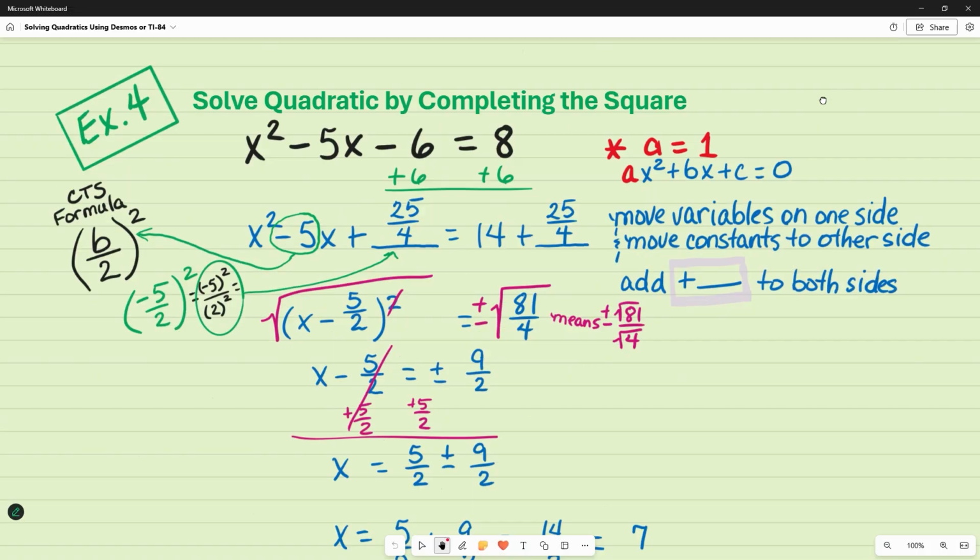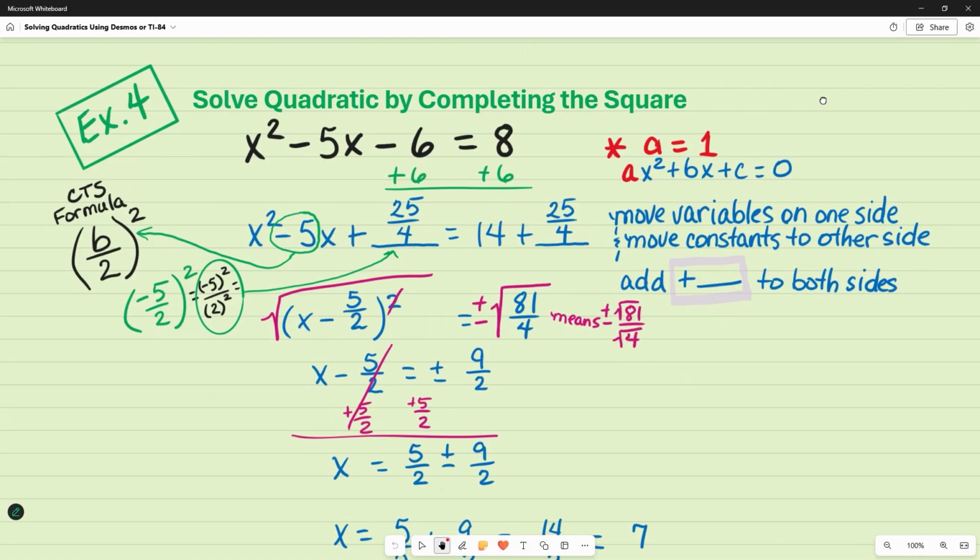The last example is using completing the square. Now you will definitely need to understand how to use this formula, completing the square. That's what CTS stands for. It's going to be taking your b and dividing it by 2. What you want to do when you're completing the square is move your variables to one side and your constant to the other side. So that is why this -6 is being moved over. And again, you take the inverse. So if it's already negative, then you want to add to both sides.